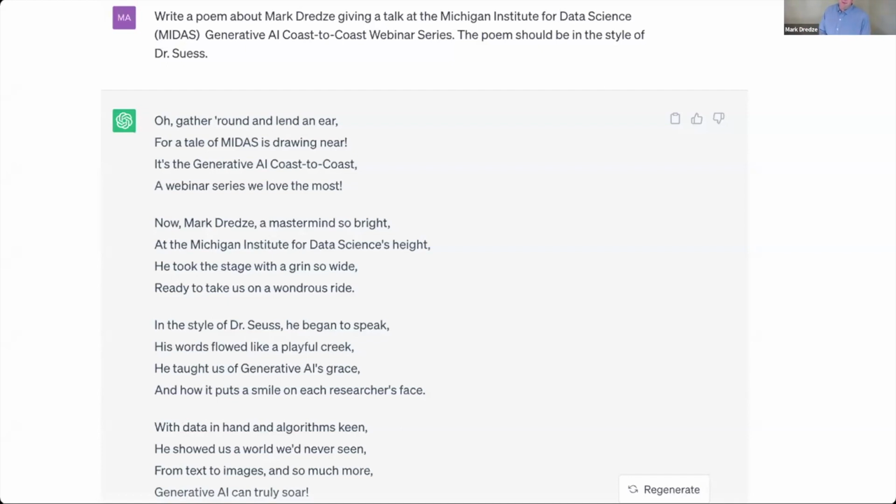I'll leave it up there for a moment if you'd like to read this Dr. Seuss poem. I'm not going to claim this is great poetry, but the point is these models are incredibly flexible. They're very creative, and they have a lot of capabilities that we are still exploring and still trying to understand. What are the capabilities of the models that we already have, and what is the potential of where these models can go with further development?